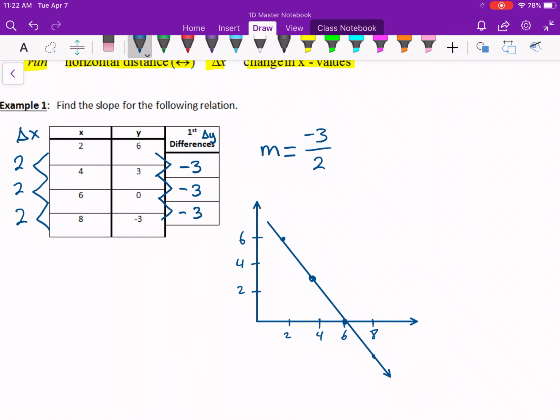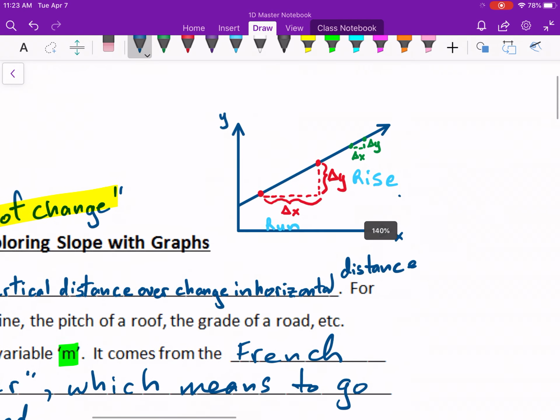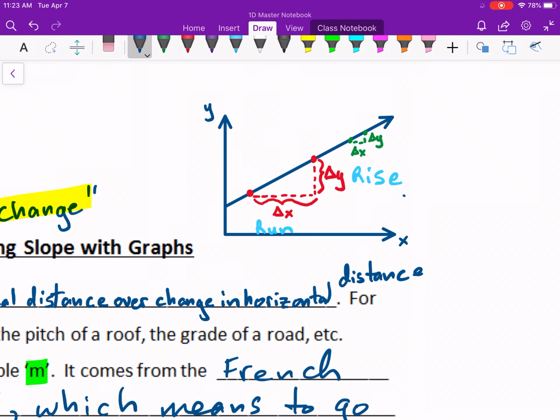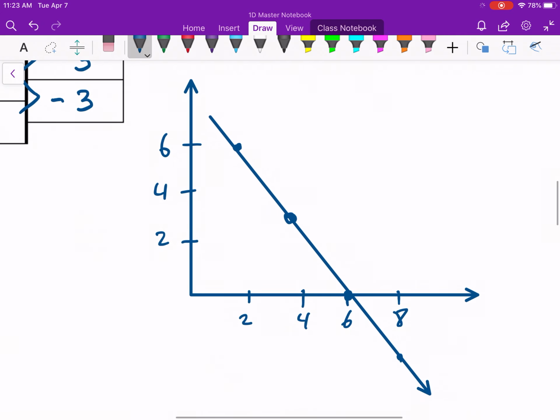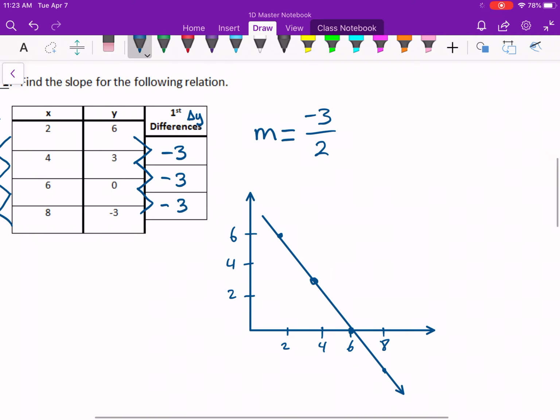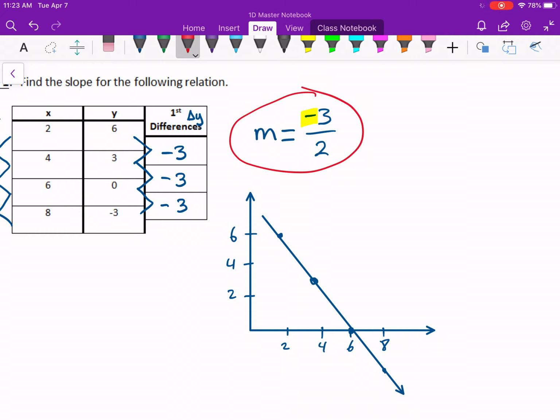Well, hopefully you're noticing that it's going downward from left to right. All the examples I've done up till now, including this one, as I read the graph from left to right, it's going up. This one is going down as I go from left to right. That is why I'm making such a big deal about the negative signs. The fact that my slope is negative 3 over 2 reflects the fact that this line goes down.